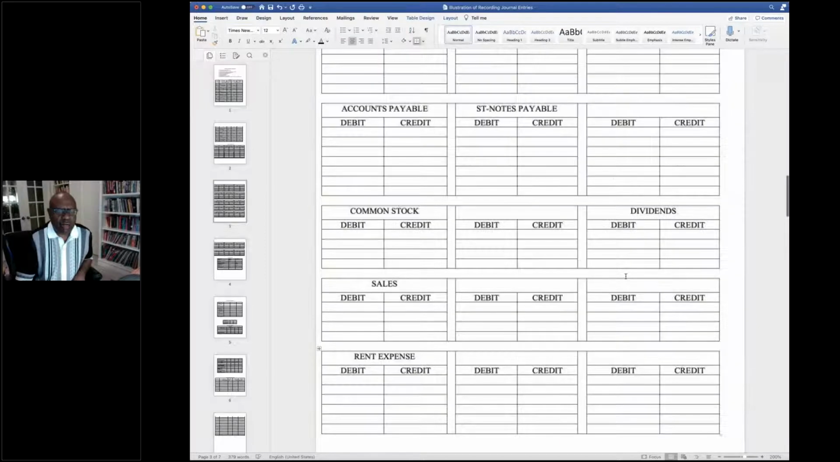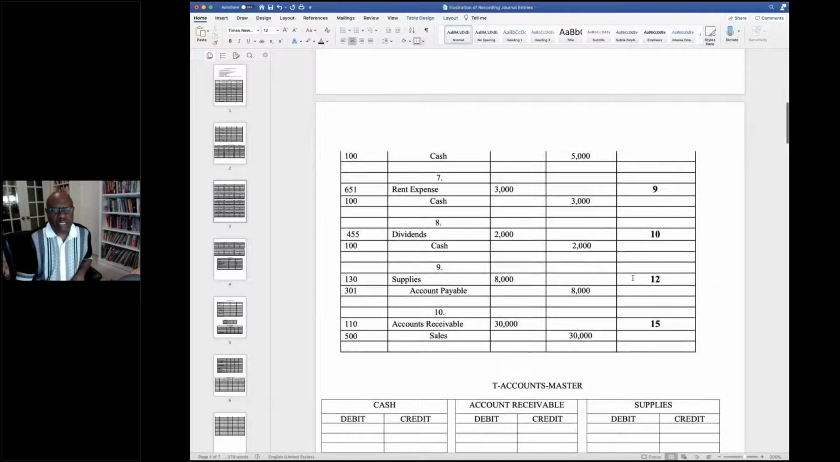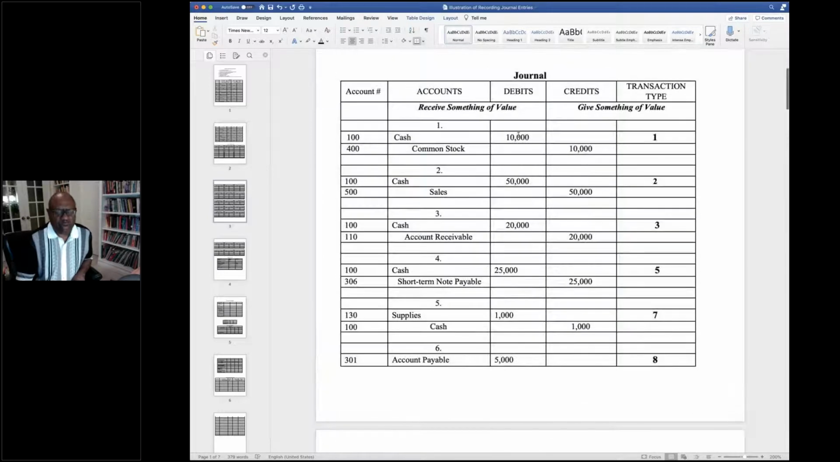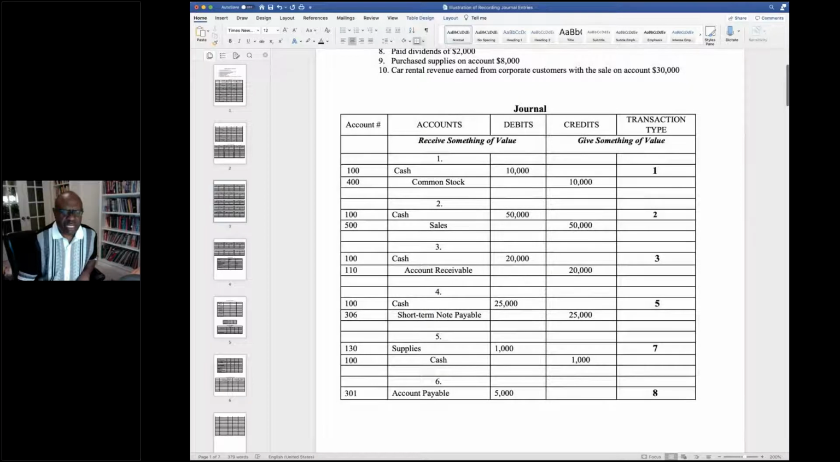Our goal is to determine after all of these 10 transactions, how much is in each account. And so what we're going to do is post to the ledger. And in posting to the ledger, if an item is on the debit side in the journal, it's going to be on the debit side in the ledger. If it's on the credit side in the journal, it's going to be on the credit side in the ledger. So let's post this transaction, and we're going to post all 10 of these transactions.